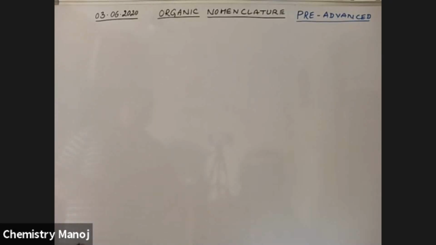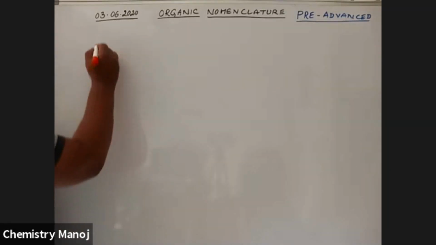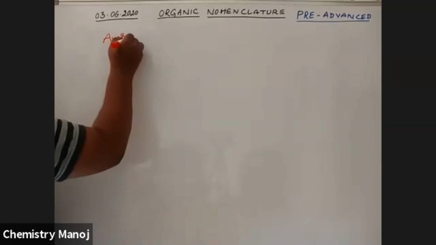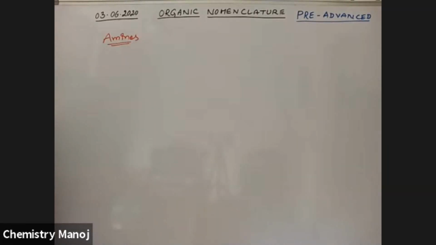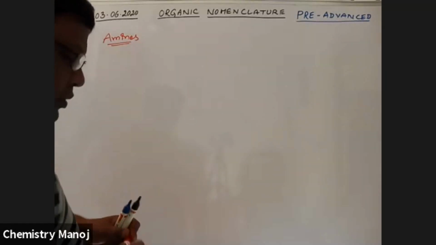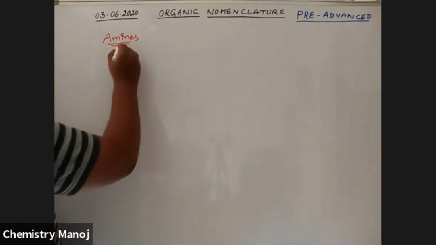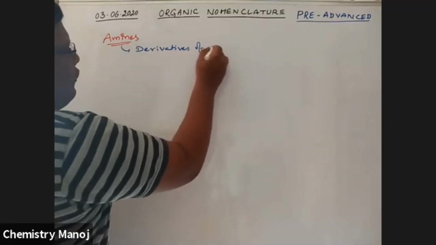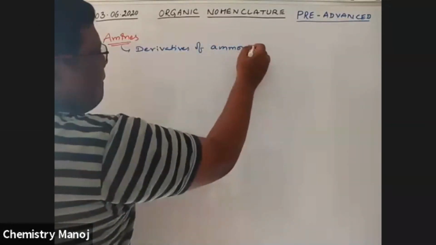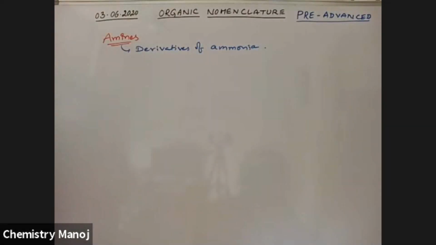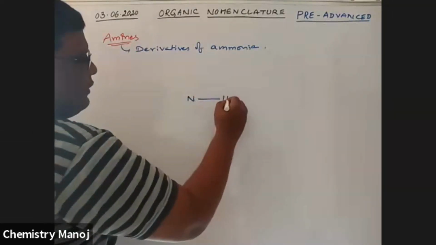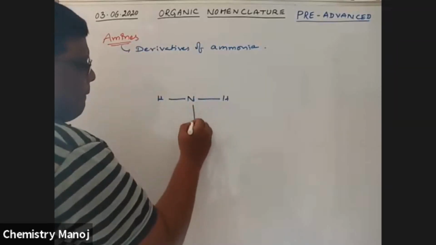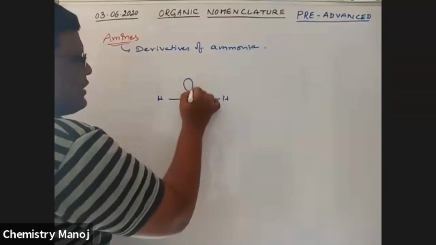Next class of compounds, that is amines, important. What are these amines? Amines are nothing but derivatives of ammonia. So see here, what is ammonia? NH3. And nitrogen has a lone pair.